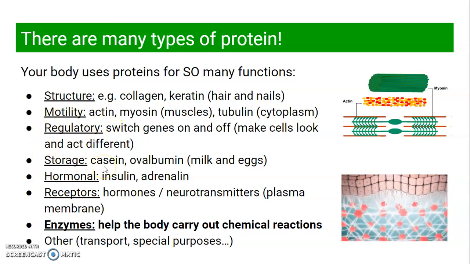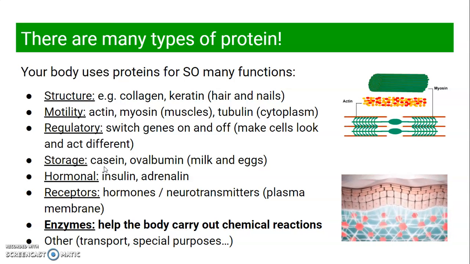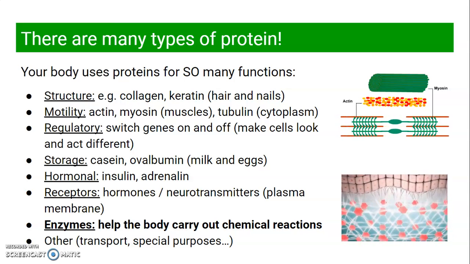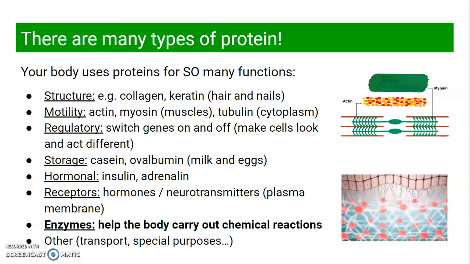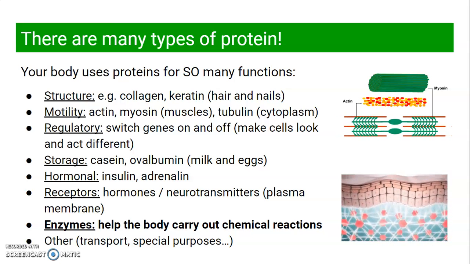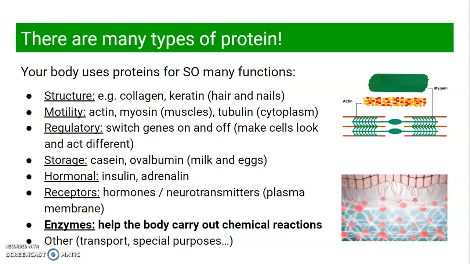You've got storage proteins like casein and ovalbumin, which are found in milk and eggs, so they just store high energy macromolecules like fats, lipids, carbohydrates, things like that.